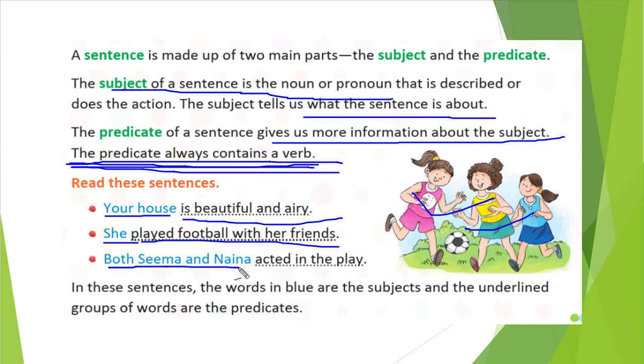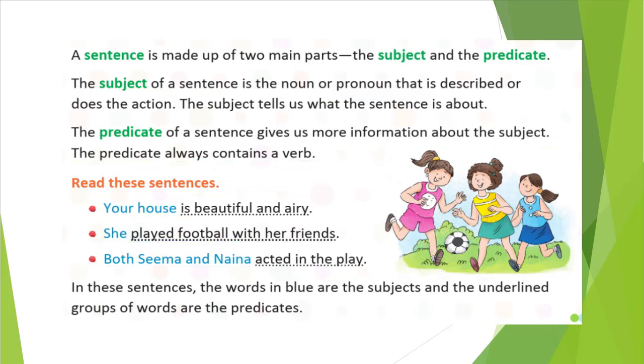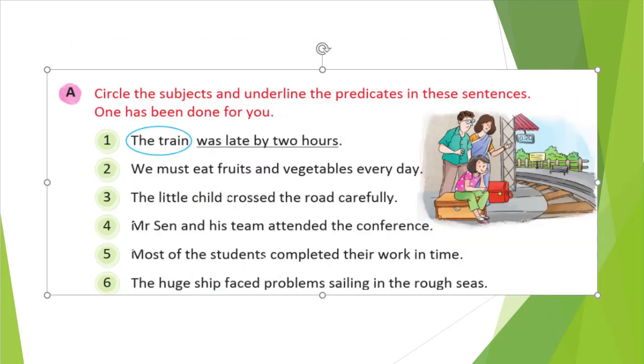Both Seema and Naina, Seema and Naina both, that is our subject, and acted in the play, that is our predicate. Okay, this is how we can identify subject and predicate. In this sentence, the words in blue are the subject and the underlined group of words are the predicates. Okay, shall we go further? So let's see our exercises. Let's see here what our exercise is.